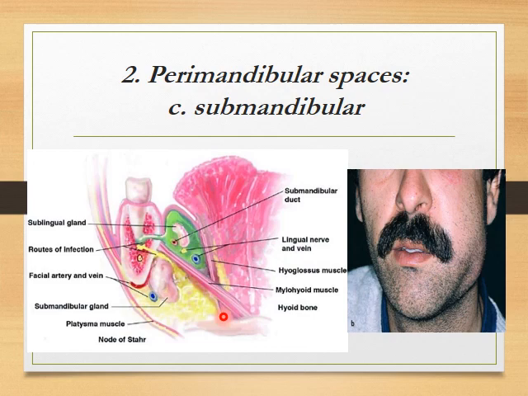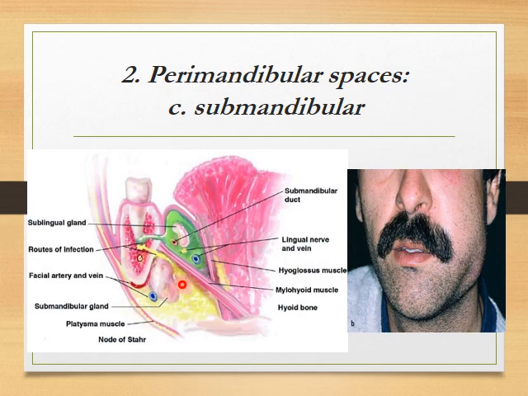The content of the submandibular space is the facial artery and vein, the submandibular salivary gland, and the submandibular lymph node. The etiology, as we said: if the infection erodes below the attachment of the mylohyoid muscle, it will cause a submandibular space infection. The most common tooth involved is the mandibular third molar, and sometimes the second molar, if the apex of the root lies beneath the attachment of the mylohyoid.